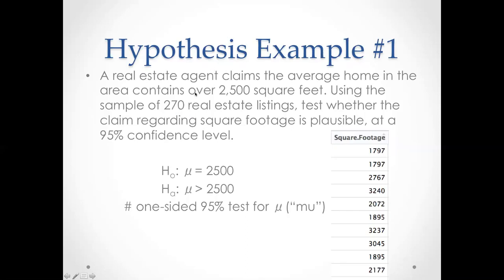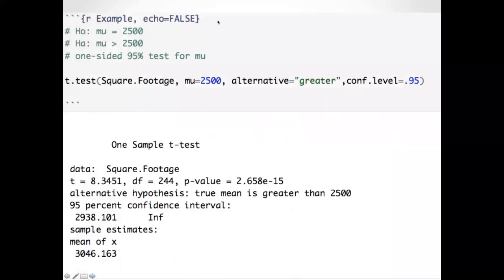Reading through the scenario once more, we see that the real estate agent's claim is that the average square footage is over 2,500 square feet. We'll place that in the alternative hypothesis by mu, or average, greater than 2,500. By default, we will state for the null hypothesis that mu equals 2,500. Next, we'll want to translate this information to coding in R, which will look like what you see at the top of the screen.